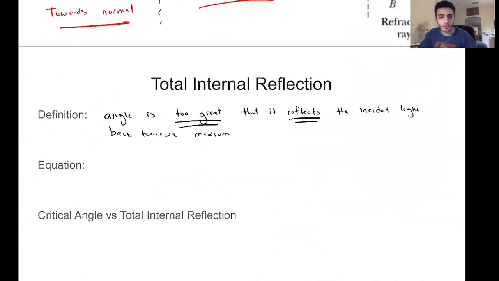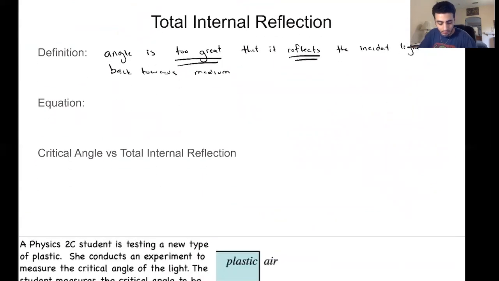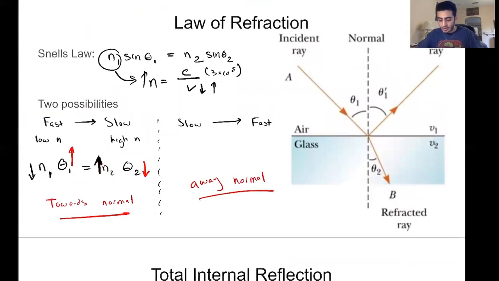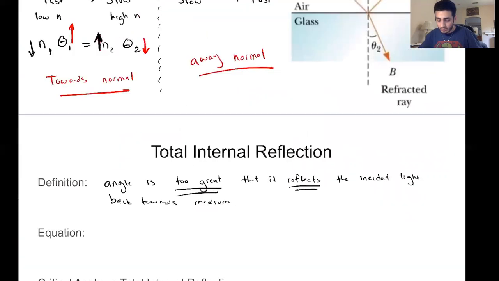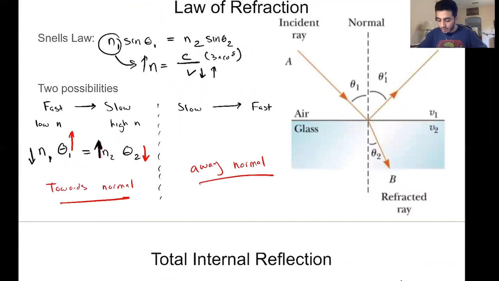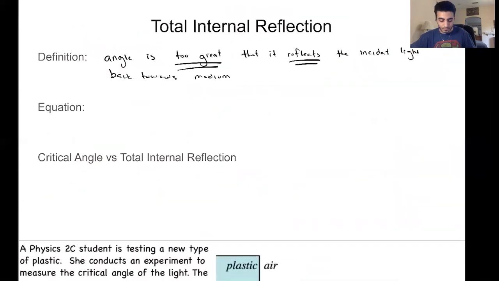Now let's talk about total internal reflection. What is the definition? When an angle is too great, keyword too great, that it reflects the incident light. And what is the incident light? It's this light. It reflects the incident light back towards the medium. If we just cancel this out, this would be total internal reflection. This ray is really getting reflected back into the medium that it started in.